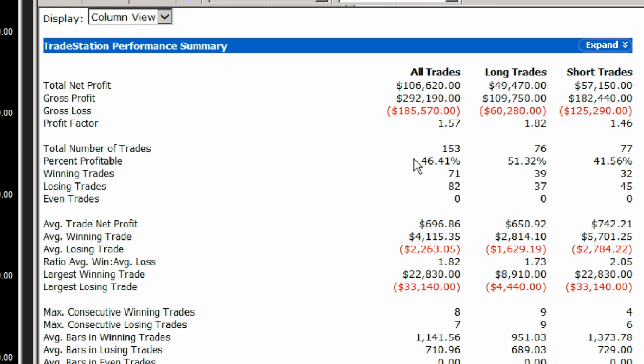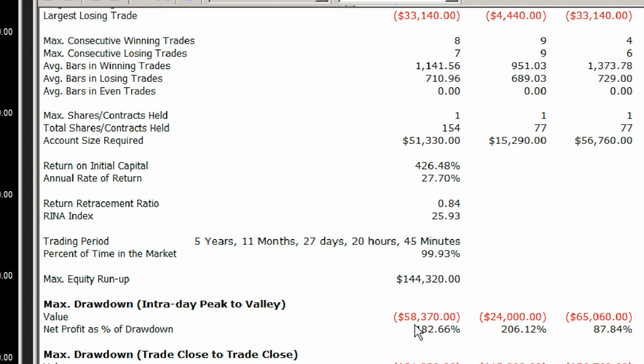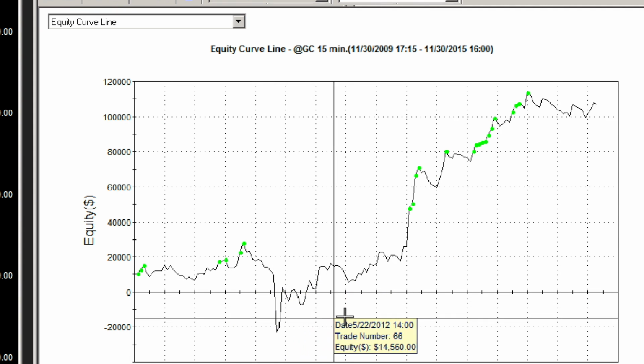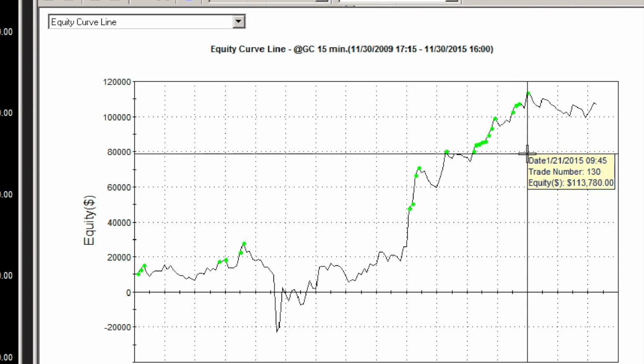So this is what our performance is looking like. $106,000 net profit, 1.5 profit factor. We're getting just under $700 per trade, and drawdown is 58 from peak to valley. And you can see what this looks like. Kind of ugly over here, right? And then kind of moving up. It did make a new equity high early in 2015.